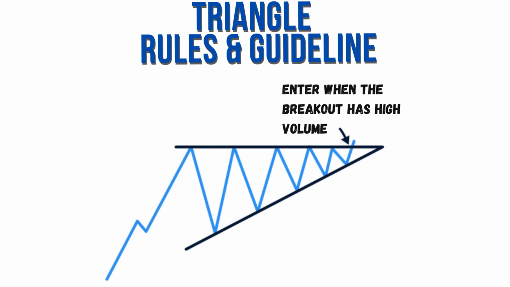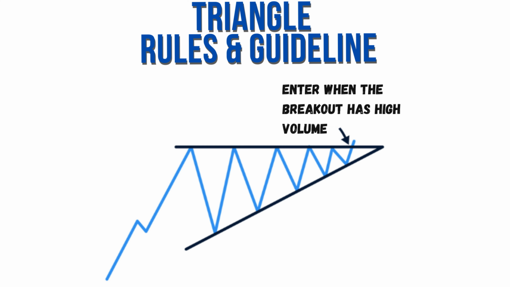If the price breaks out above the upper trend line with significant volume, it suggests bullish sentiment and the potential for an uptrend. Conversely, if the price breaks out below the bottom trend line with significant volume, it indicates bearish sentiment and the potential for a downtrend.